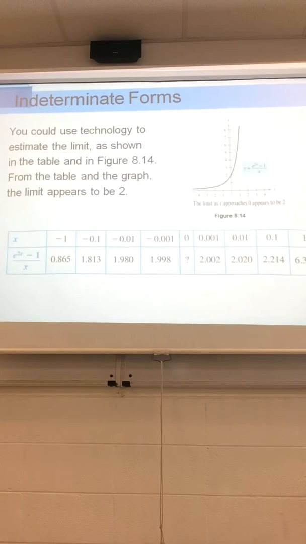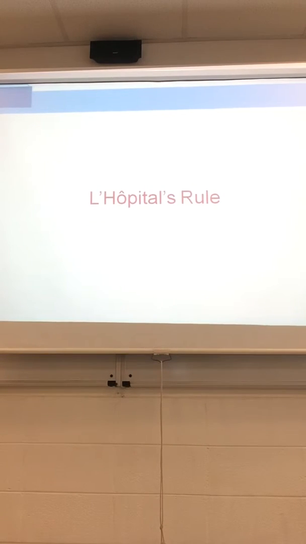So we sort of know what that limit is, but what would be a way of doing this if we couldn't graph it, if we didn't make the charts? And that's where this rule comes in. So before we get to this rule, the first part is we need to recognize when we can use this rule. Okay, when you put that value in, you get 0 over 0 or infinity over infinity.